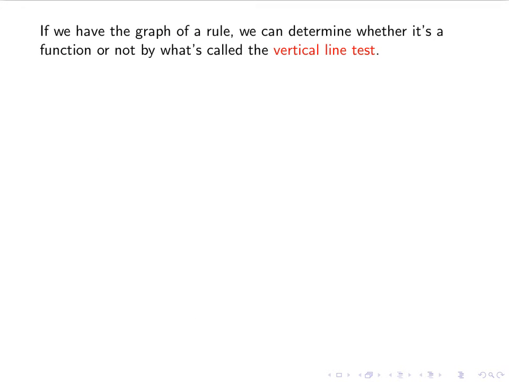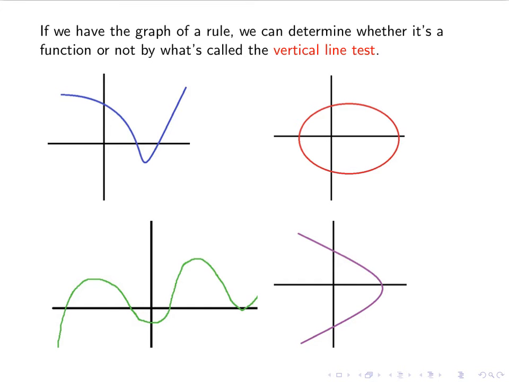There are other ways we can determine if something's a function or not besides just plugging in numbers. And this is if we have the graph. If we have the graph, then we can do what's called the vertical line test to determine whether it's a function or not. So I have some examples here, and what we're going to do is take a vertical line and run it across this picture, for each of our graphs. And if it hits the function or the rule more than once, then that rule is not a function.